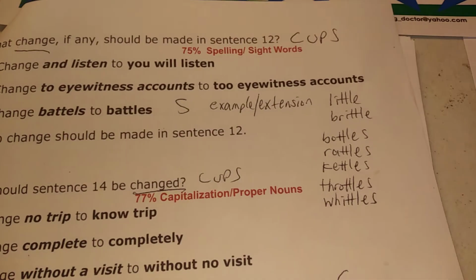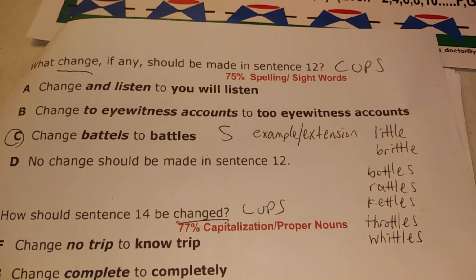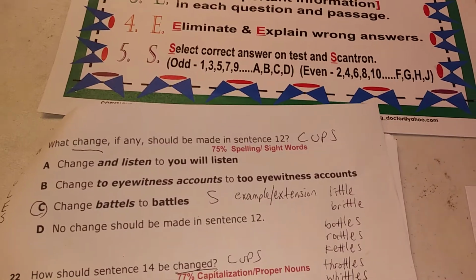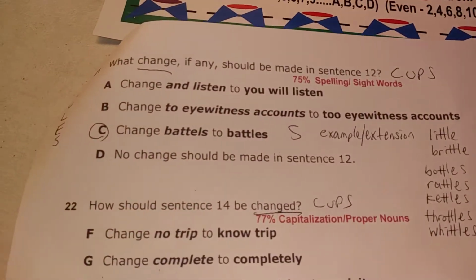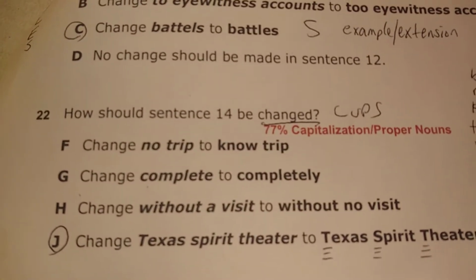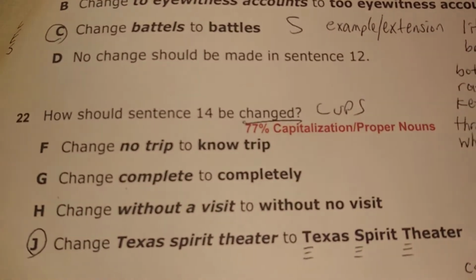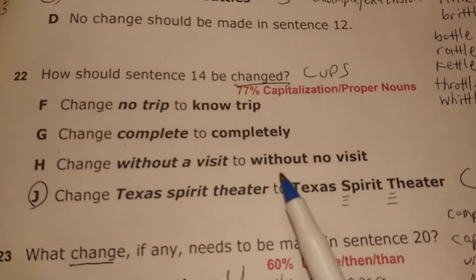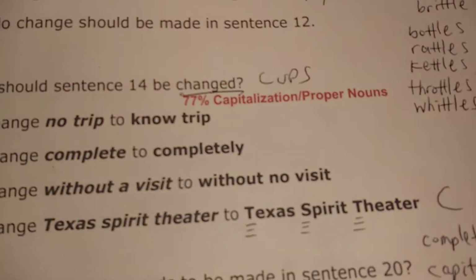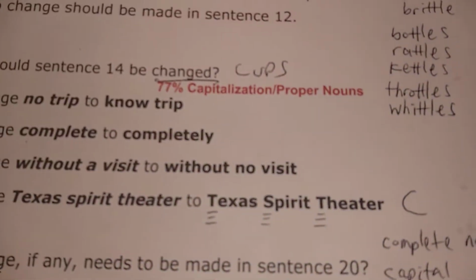So that means we're going to put an S. I believe that I didn't put that yet. We'll find out at the end. I'll add an extra spelling if I did one short. Number 22, how should sentence 14 be changed? Change is cups. Change capital Texas Spirit Theater to capital Texas, capital Spirit, capital Theater. So it's a capitalization mistake.